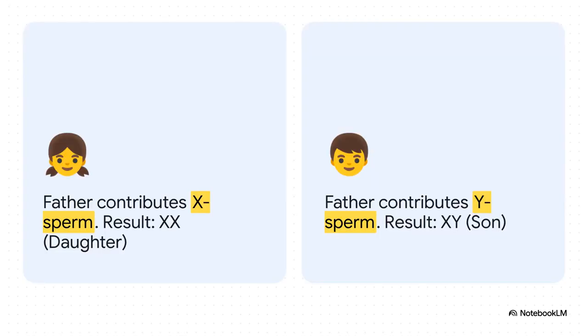And speaking of that heredity question, this little chart here, this is gold. They will very likely ask you to draw something just like this. It's super simple, right? It just shows how the sperm from the father determines the sex of the baby. Learning to draw this is one of the easiest ways to lock in a few marks.